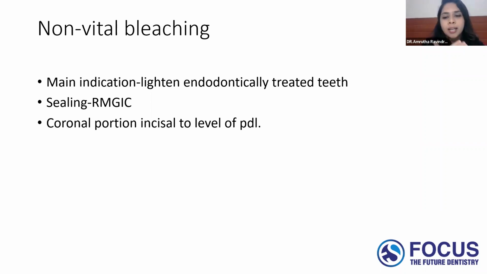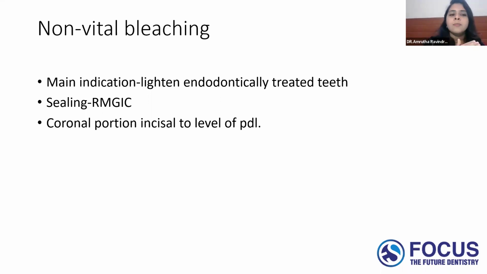So after root canal treatment, we do non-vital bleaching so that you get a lighter shade. If the tooth structure is sufficient, doing just a non-vital bleaching and filling it with a composite restoration might be sufficient, rather than going for a crown. So it is a conservative approach.